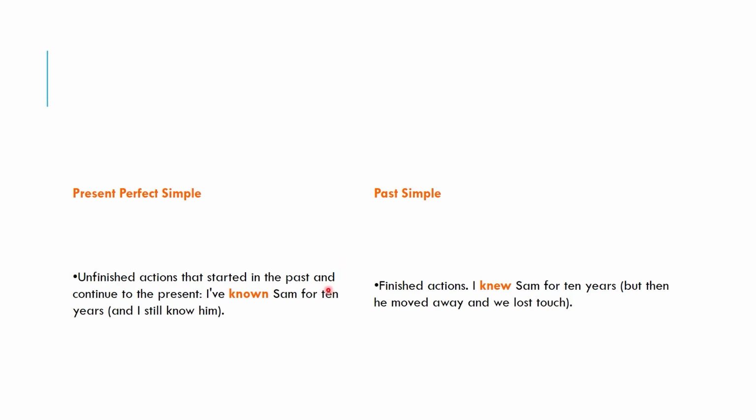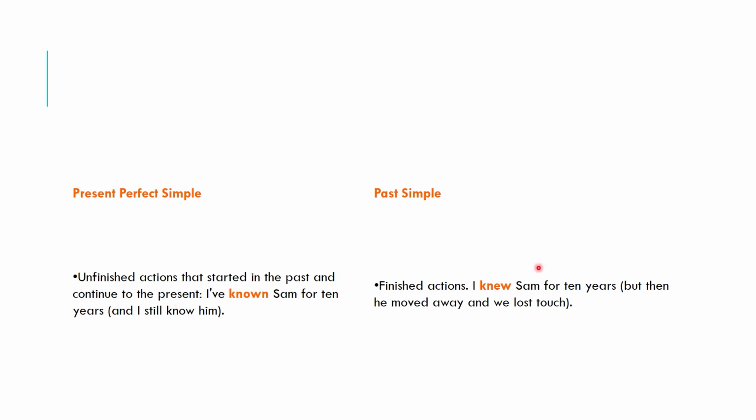Okay, the first difference is that the present perfect talks about unfinished actions that started in the past and continue to the present. So we talk about events or actions that started in the past, but are still in continuation. It's going on into the present. Okay, so look at the example. I've known Sam for 10 years.